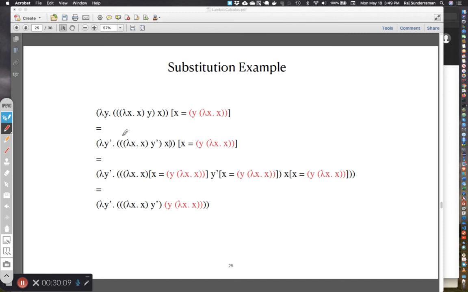So what I want to show is the body of this lambda y prime. It begins here and ends there with that parenthesis. Do you see that? Because this parenthesis is ended with that.